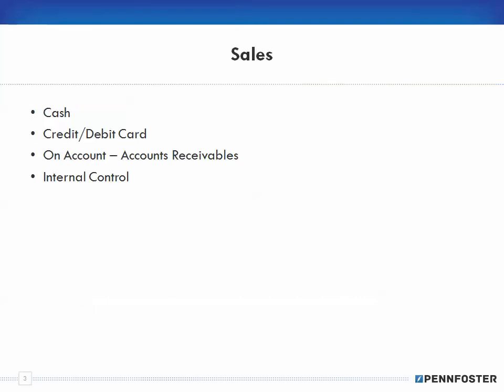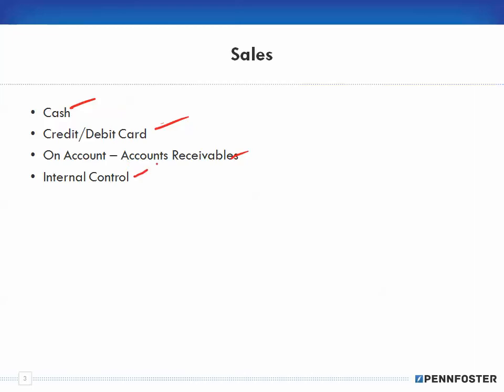So for sales, you know how to do cash, and you should know how to do accounts receivable by now. But the credit and debit card is being used in the workplace nowadays. So you have to kind of know how to work with that.